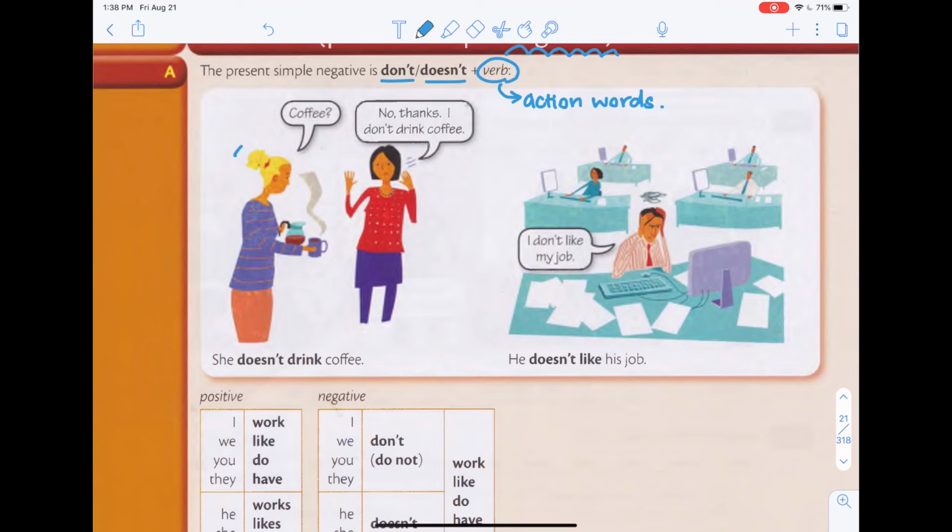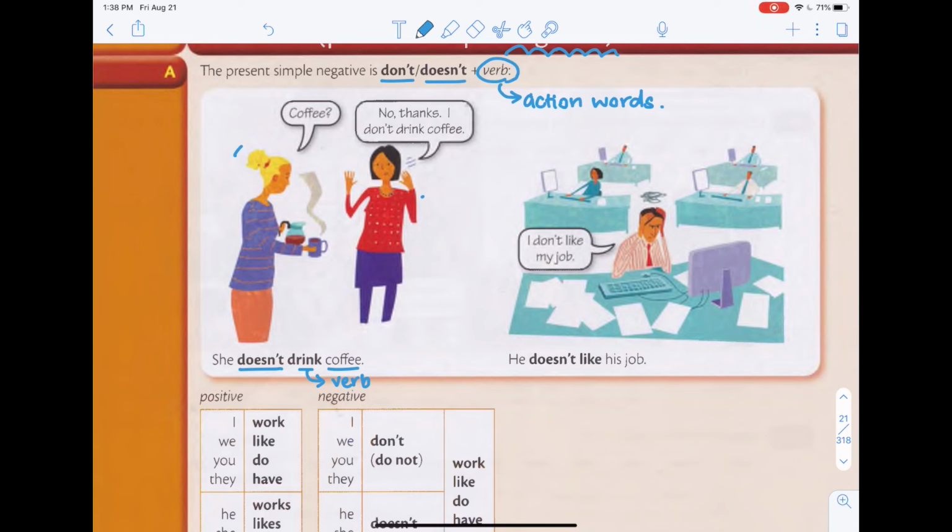This lady is asking, "Coffee, tamla?" and she is replying, "No thanks, I don't drink coffee." So if you were to describe the picture, you would say she doesn't drink coffee. Remember, drink is a verb because it is an action word. So she doesn't drink coffee.